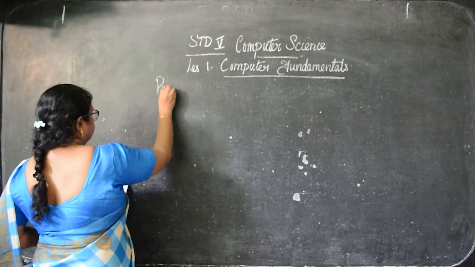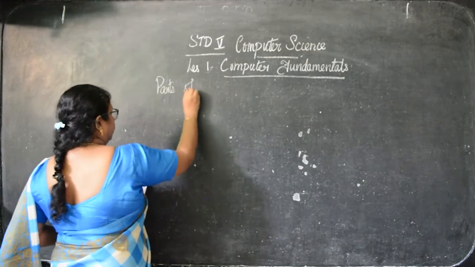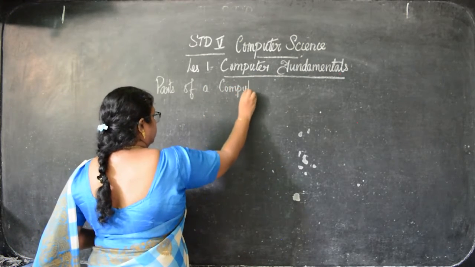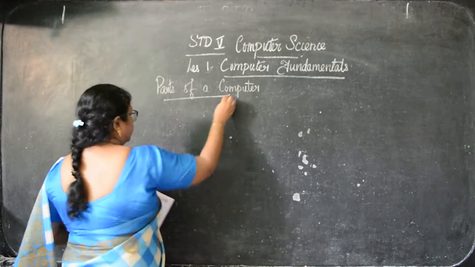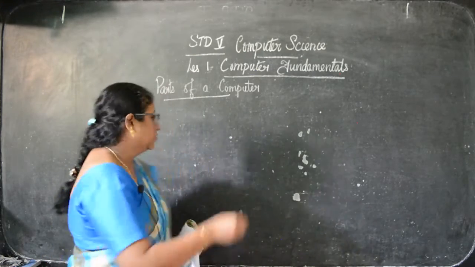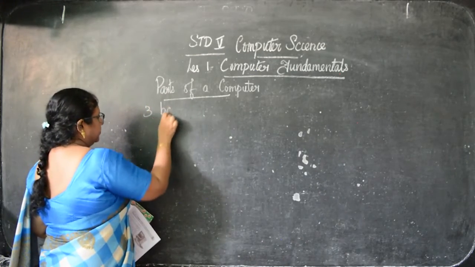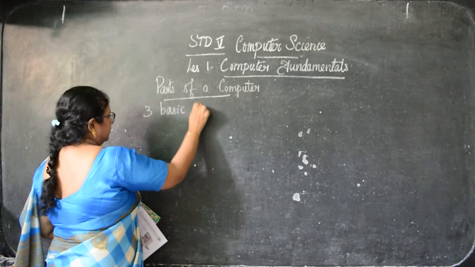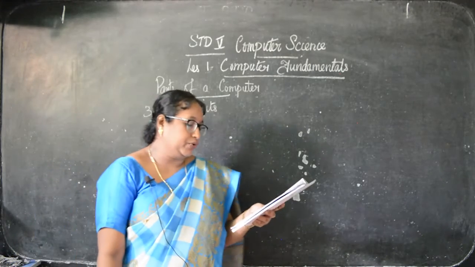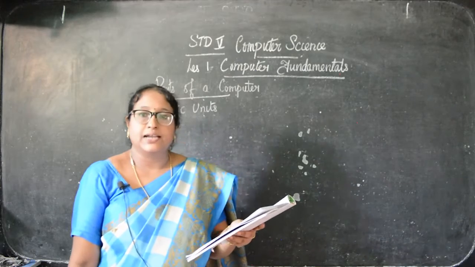Parts of a computer. Okay, children, now we are going to see the parts. A computer consists of 3 basic units. How many? 3 basic units. Okay, children. They are the input unit, the central processing unit, and the output unit.